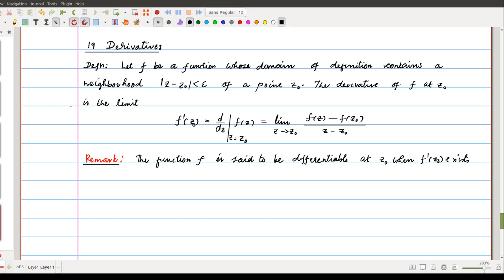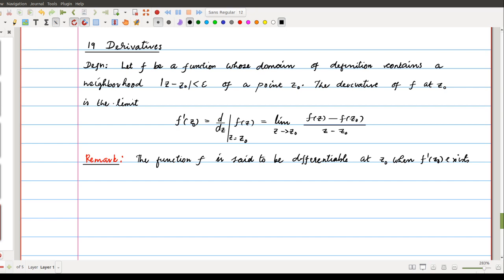Today we discuss section 19, derivatives. First we have seen the definition. This is the same as the definition you have discussed in your real analysis class. The only difference is that this function f is a complex function rather than a real function.